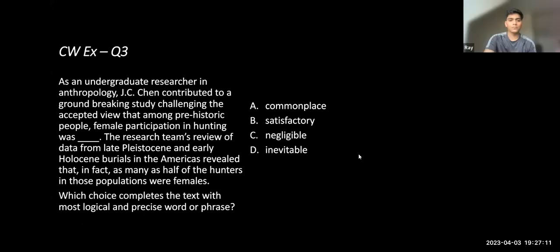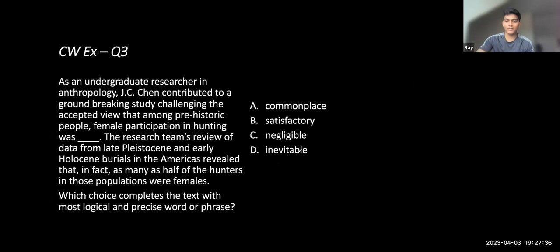And this is... yes. Contributed to a groundbreaking study challenging the female participation in hunting. Commonplace wouldn't make sense. Satisfactory wouldn't make sense. So it's C or D. C or D, right? But wait, let me read the second part.